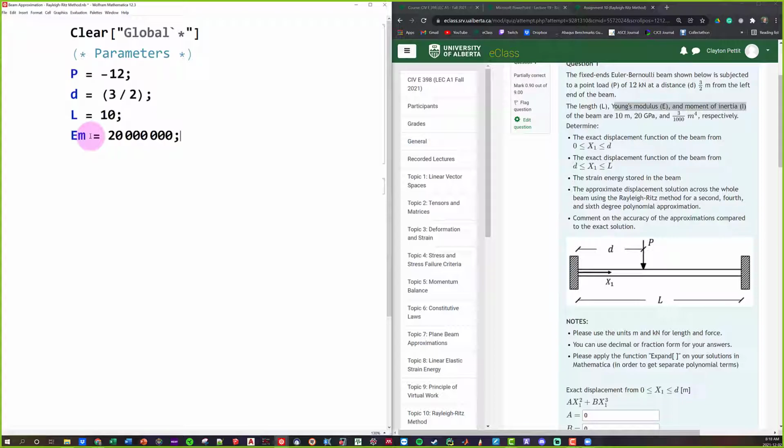And then the last thing was the moment of inertia I. Again, if I were to put I by itself, as we can see, it's black, it's already defined, so I have to pick a different variable.